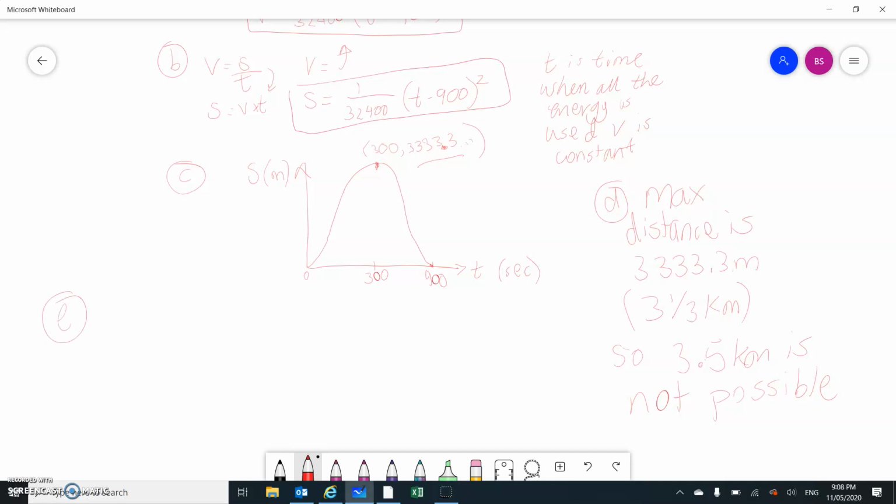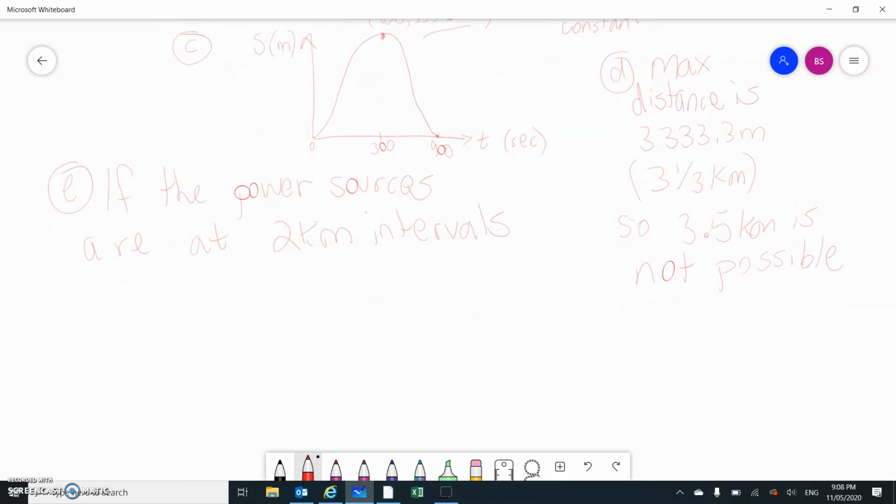Okay, so the power sources are at 2 kilometer intervals. Okay, that's what the question is saying. If the power sources are at 2 kilometer intervals, we need to find what are the maximum and minimum speeds. So I'm going to call that the maximum and the minimum. Maximum and minimum speeds.